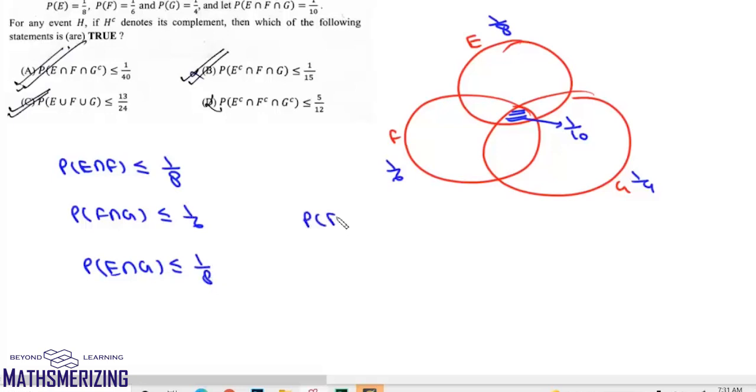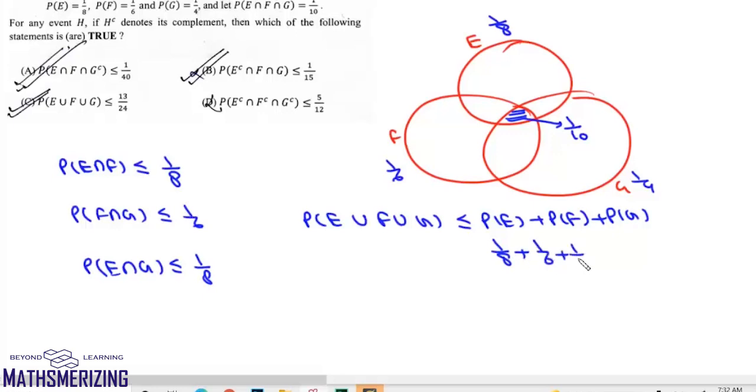Now if we look at probability of E union F union G, we know that this probability will always be less than probability of E plus probability of F plus probability of G. Now probability of E is 1 by 8, F is 1 by 6, and this is 1 by 4. Now the LCM is 24, 3, 4 and 6, so it will be simply 13 by 24. So this probability of E union F union G is less than or equal to 13 by 24, and that's your option C.